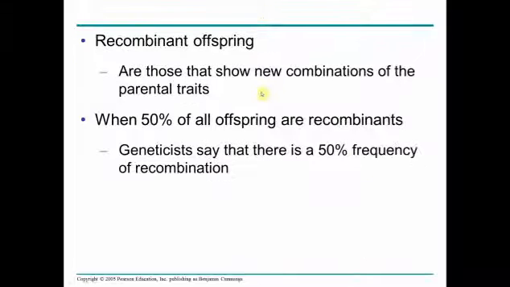And recombinant offspring are just those that show new combinations that are different from the parental traits. When 50% of the offspring are recombinants, which is what Mendel predicted when genes assort independently, geneticists just describe it as a 50% frequency of recombination. Anything that is 50% and above simply means that they assort independently. It means that they're on different chromosomes, or that they're so far apart that they behave like they're on different chromosomes.